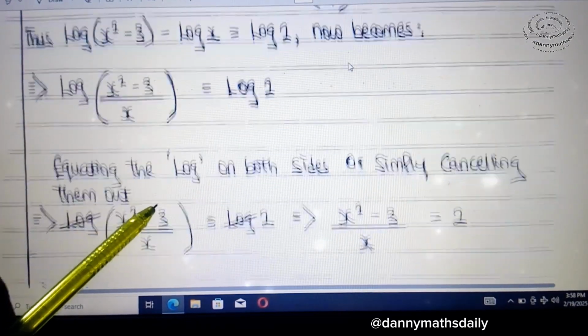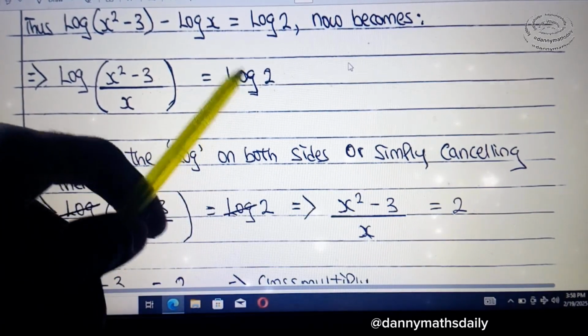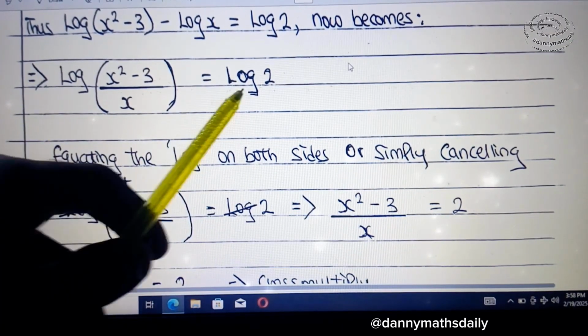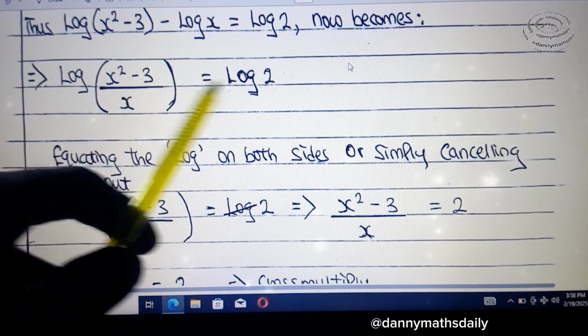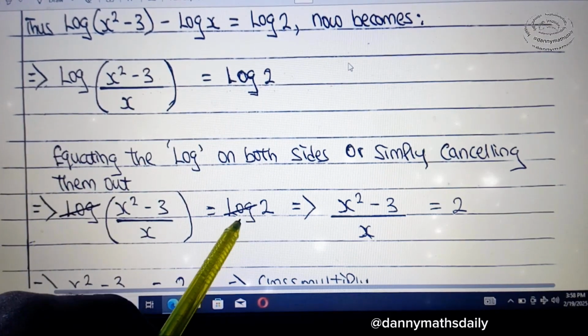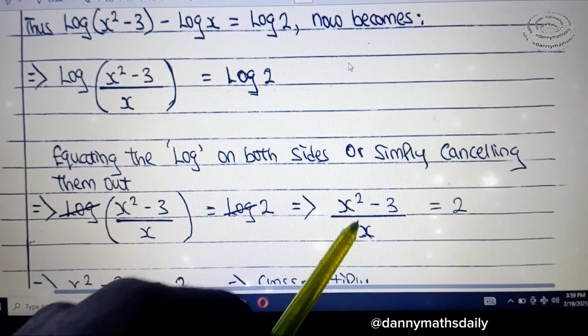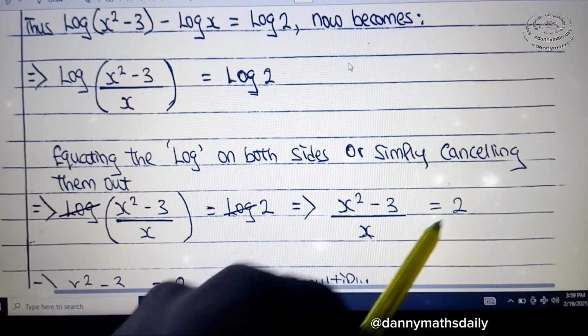So equating the log on both sides or simply cancelling them out. That means since there's a log here and there's a log here, they both have log here, right? So we assume that both logs are of the same base. So we just cancel out. Do you understand? So it becomes (x² − 3)/x = 2. Like it says, (x² − 3)/x = 2.